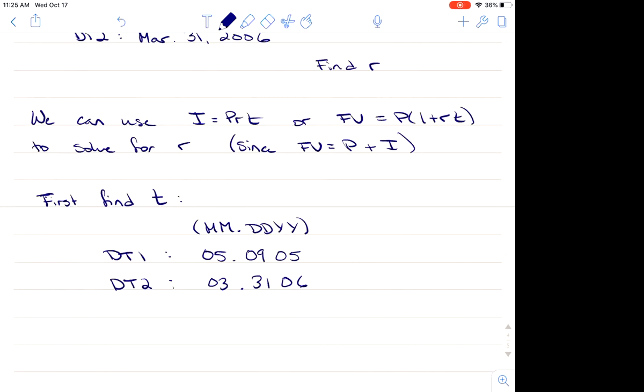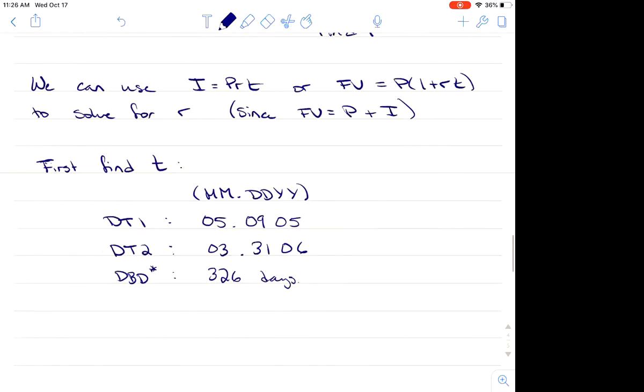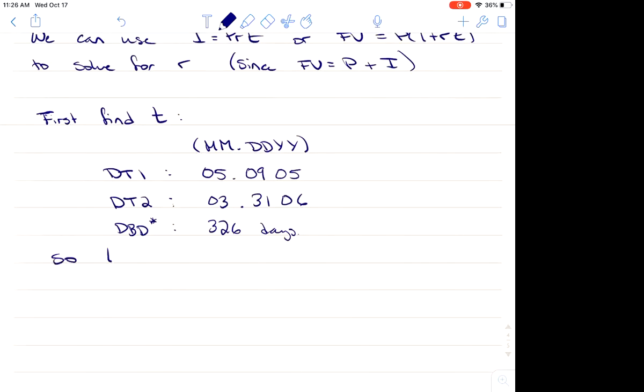Okay, and then we want to calculate our days between dates. So I put a star by it. Date 1 is 05.09.2005. I already entered that one. Date 2 now is 03.3106. Enter. Scroll down, compute. I get 326 days. So T must be 326 out of 365.